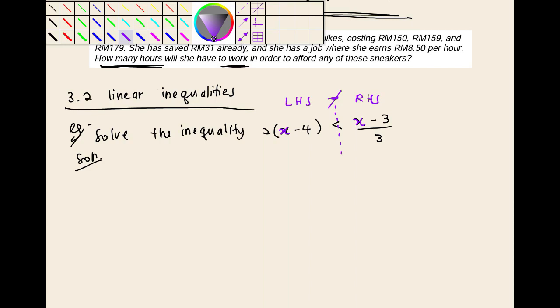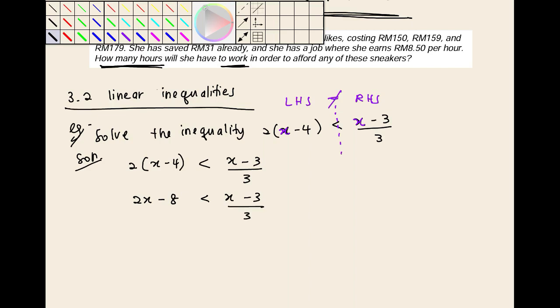So now, what can we do? I copy back this question. It says 2 times (x minus 4) is less than (x minus 3) over 3. When you have an inequality, whatever happens on the left, the same thing happens on the right. So the first thing is we want to collect x on one side. If you expand the left hand side, you get 2x minus 8 is less than (x minus 3) over 3.